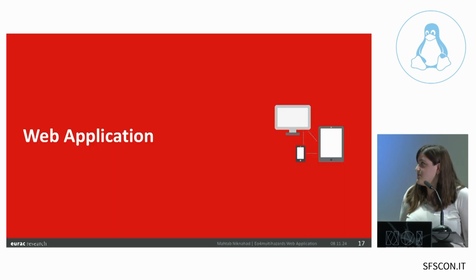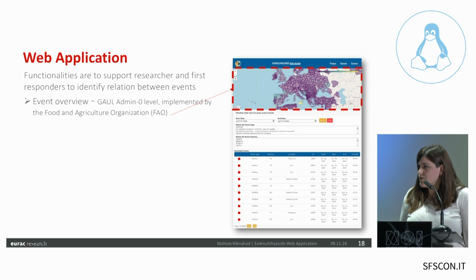And finally, the last phase, which is the most important phase beside our input data, which is the web application and all of its functionalities. Web application part. Functionalities are to support researchers and first responders to identify relations between the events. There is the possibility to see the event overview. In this feature, we show the number of events in each data type, in each region, and also in each event type.